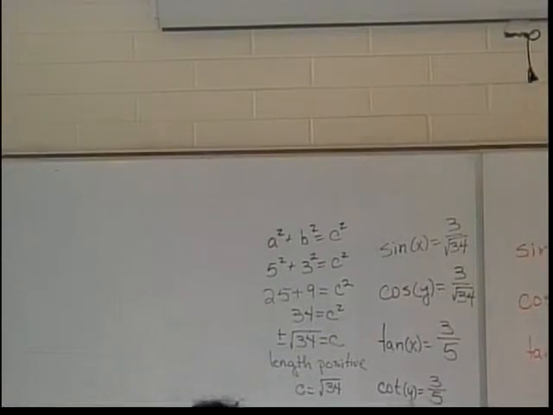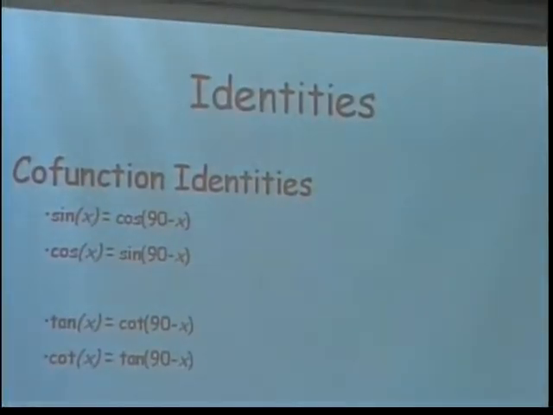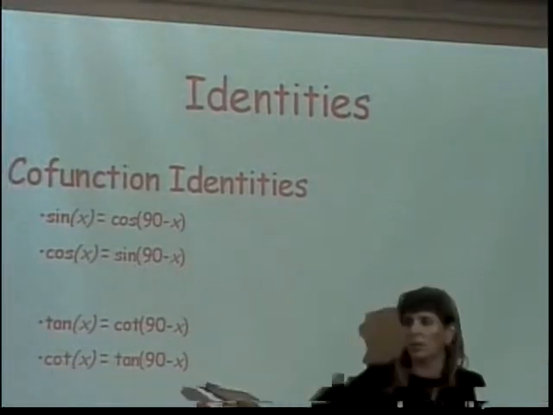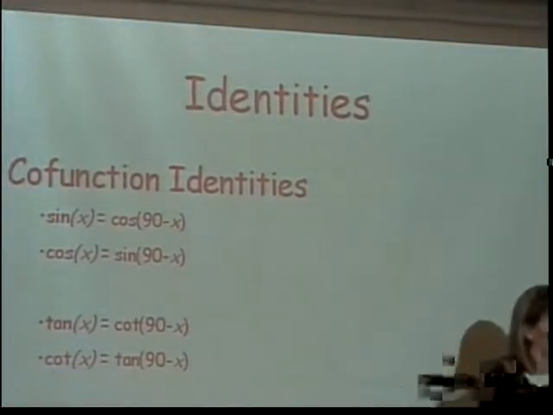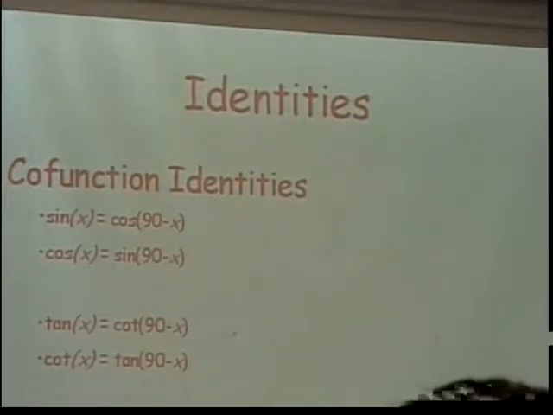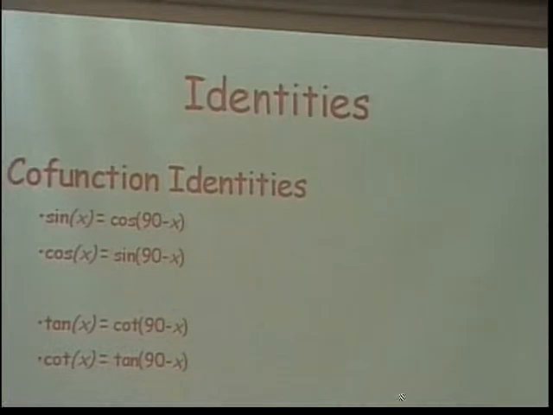Now, another pair of cofunction identities works for tangent and cotangent. The tangent of x equals the cotangent of 90 minus x. And the cotangent of x equals the tangent of 90 minus x. And you want to guess where the last two come from? What the last pair is? Secant and cosecant. The secant of x equals the cosecant of 90 minus x, and vice versa. The cosecant of x equals the secant of 90 minus x.